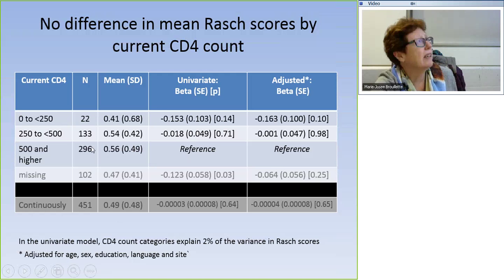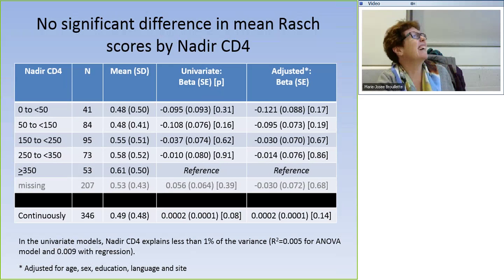This is Nadir CD4. That's their low value, and if you look at the betas, there's really nothing going on there. And the continuous one fit a linear model, at a reasonable rate. It's borderline univariate, but once you adjust, it's not there. So you can see that this is not really very interesting.